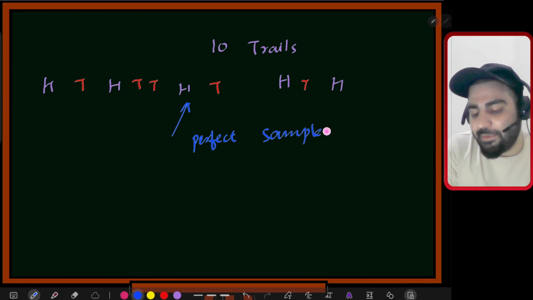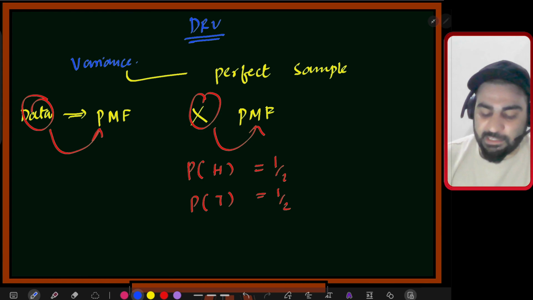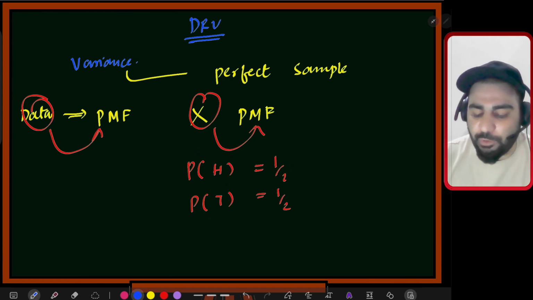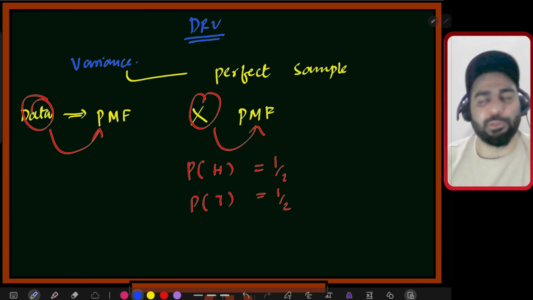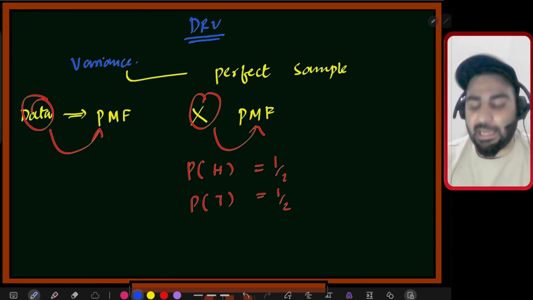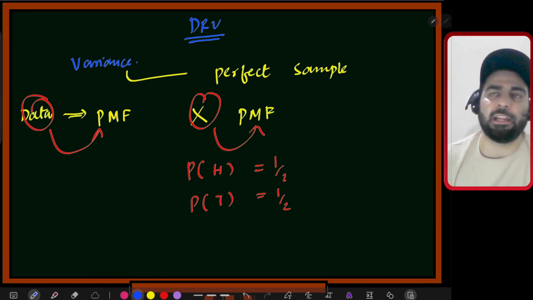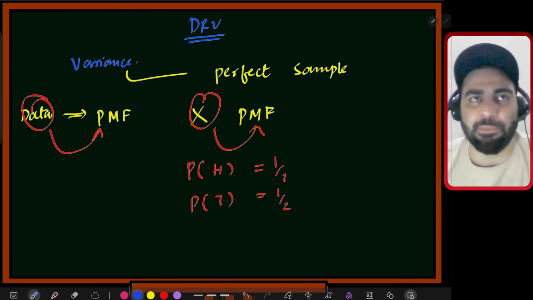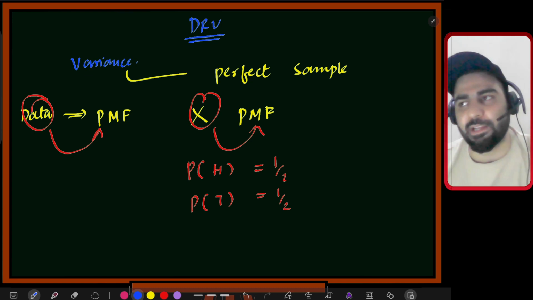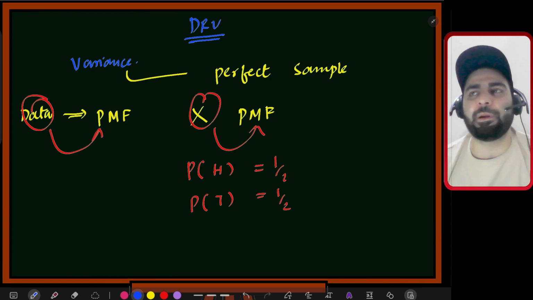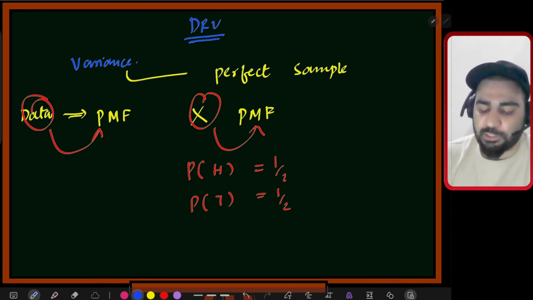Why is this a perfect sample? Because the probability mass function says that the probability of head is 1 by 2 and the probability of tail is 1 by 2. But you know that if you keep on performing the experiment, rarely will you get something like this. Rarely will half the times head appear and half the times tail appear. Because even if the coin is not biased, you will still have to flip it a lot of times in order to get closer to this 1 by 2, 1 by 2.